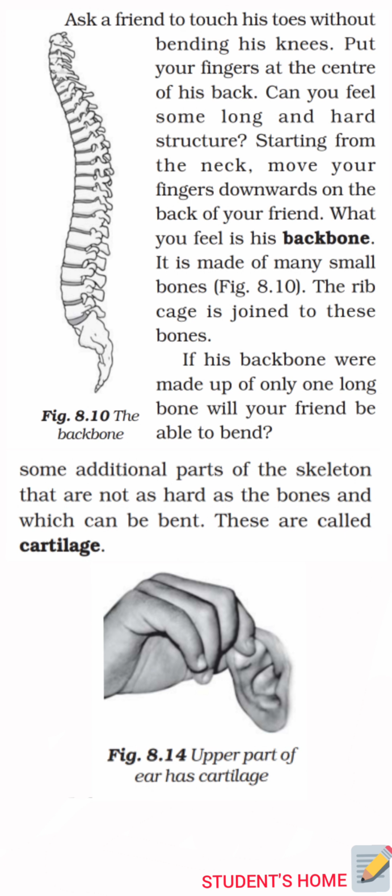Next is the backbone. As we all know, our backbone starts from our neck portion till our waist portion, that means till our pelvic region. It is made up of many small bones. The rib cage is joined to these bones. Next is cartilage. Some additional parts of the skeleton are not as hard as bones and can be bent. These are called cartilage. You can see cartilage in your ears, you can feel them.